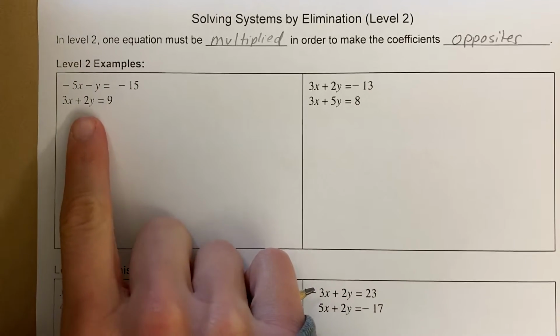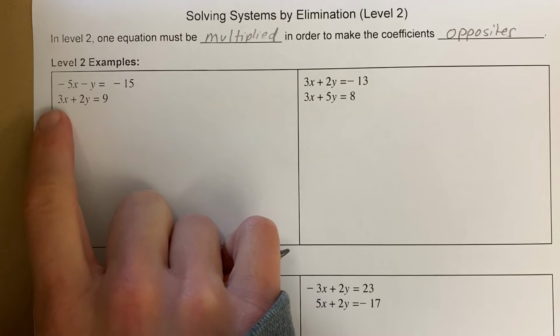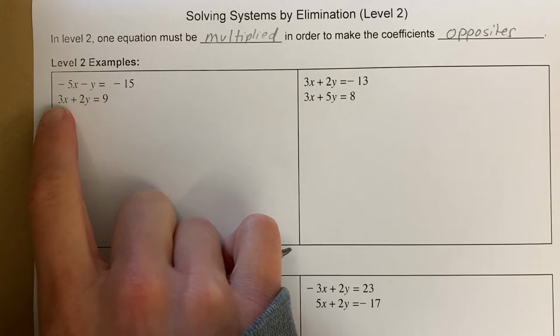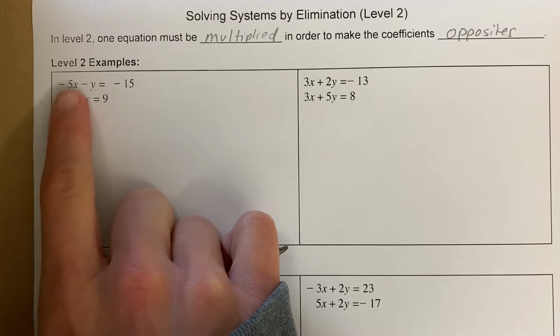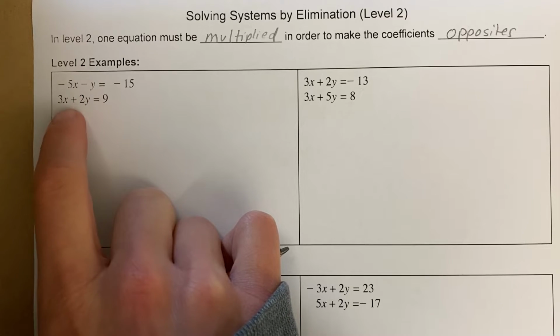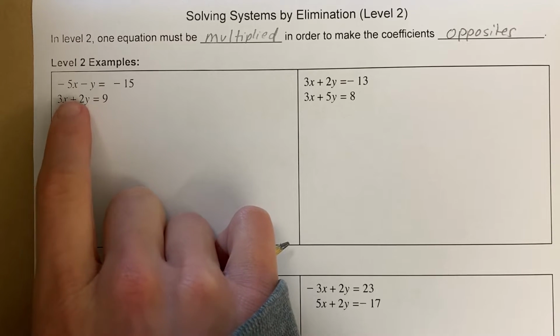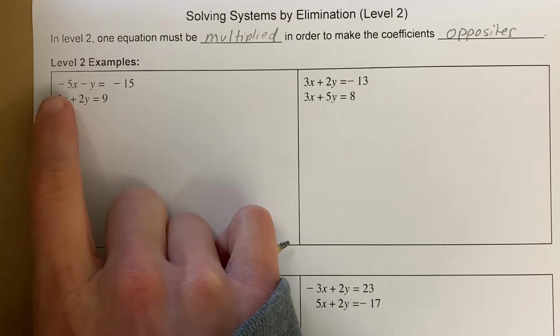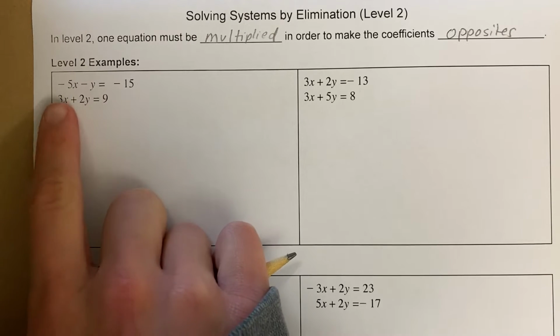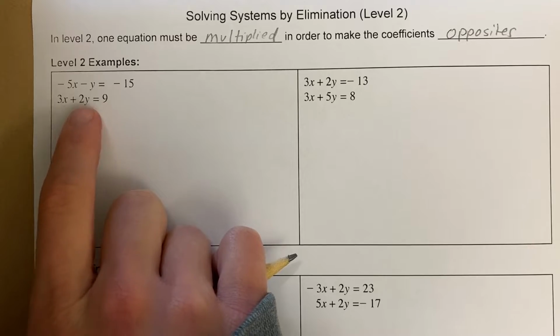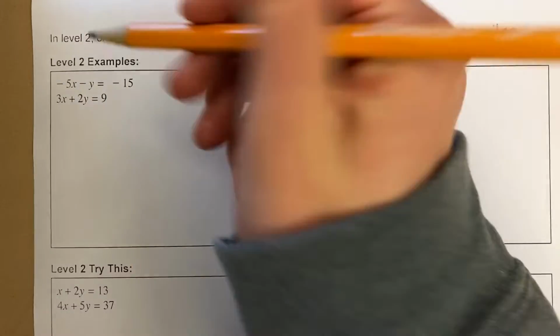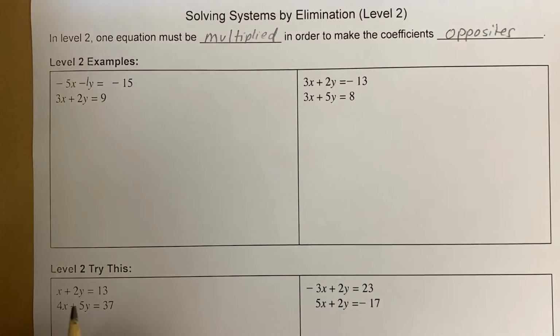Over here, here's what I notice. For the x's, I have 3x and I have negative 5x. Those are not opposites, right? One is positive, one is negative, but the opposite of 3 is negative 3, and the opposite of negative 5 is 5. So I don't have opposites here. Here I have positive 2 and negative 1. I also don't have opposites there.